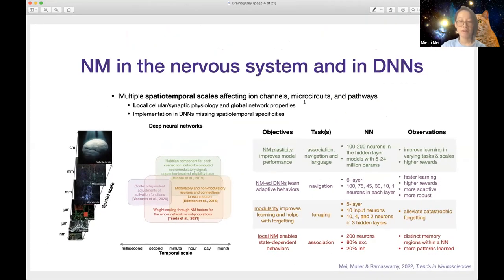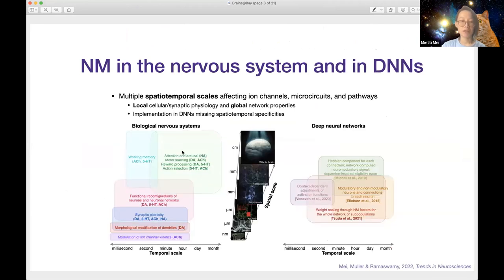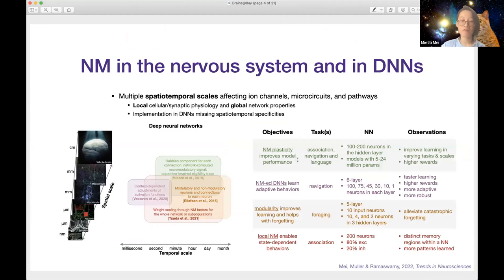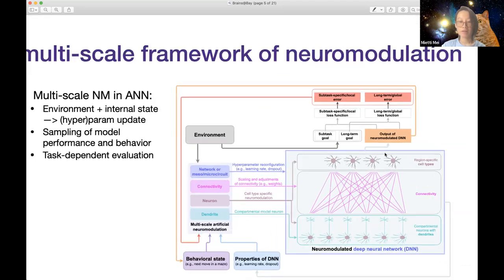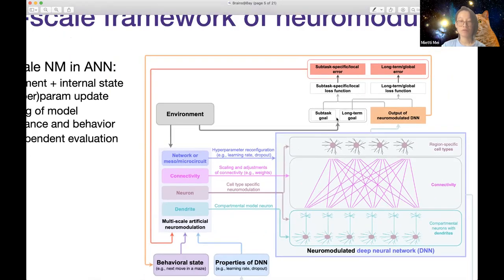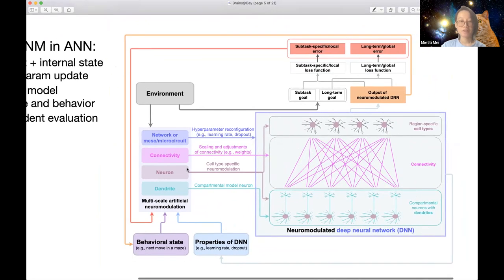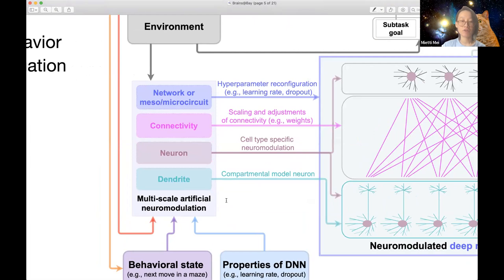We wanted to expand this proposal of biological nervous systems and their neuromodulation to a scale of greater spatial and temporal specificity, and to see if having parallel neuromodulation ongoing at different spatial scales can further improve the performance of a neural network or help it learn. So this is the objective of our proposing a multi-scale framework of neuromodulation. You can also find this in our paper, with a more thorough description of what it does. But what I wanted to say is that the core of our proposal is a multi-scale artificial neuromodulation unit.